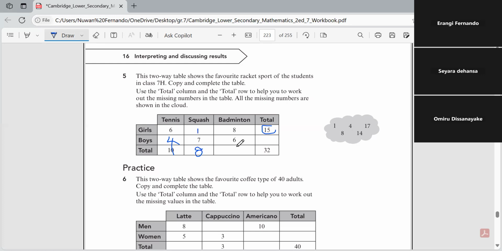So how to get the badminton total? It's 14. 8 plus 6, 14. Easy. So how can we get the boys total? There are two ways to get it. What are the two ways to get the boys total? 32 subtract 15 you can get, as well as the other way, 24 subtract. When you take the boys total also, you should get the same answer, right? The easy way is from 32, when you subtract 15, you get the answer as 17. Right. Easily we did.